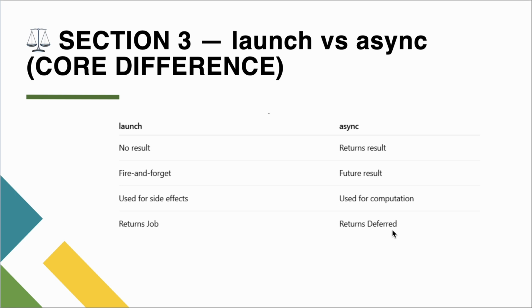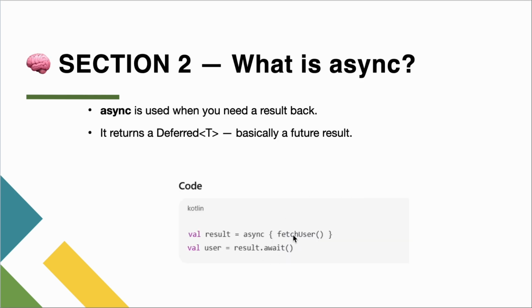If you don't call await on async, congratulations, you just used it like launch. All right, so this is very important, guys. You have to make use of await as a function which will wait for the result to come, and once the result is received, it will be saved into this val user and it can be used in any of the view classes. But if we don't use result.await, then it is just as simple as using the launch coroutine.